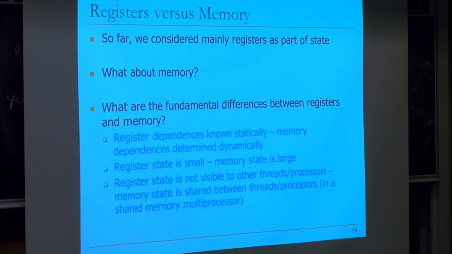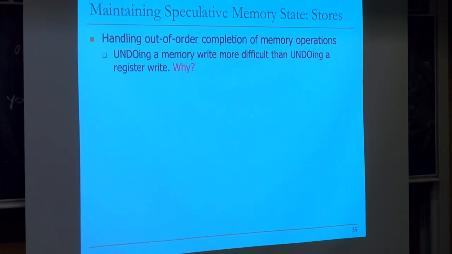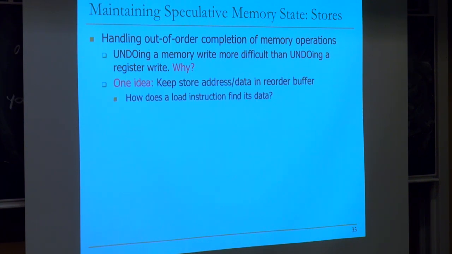Whereas registers, you don't have this problem because registers are not shared between different threads. OK? So that leads to a different way of handling memory operations. Basically undoing a memory write is much more difficult than undoing a register write because of the reason that I just told you.